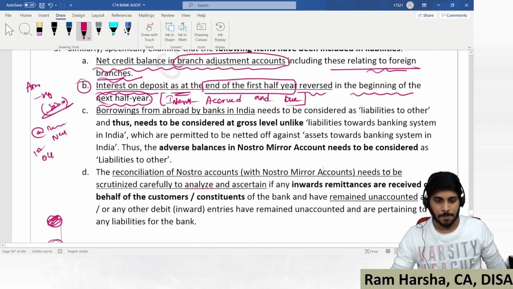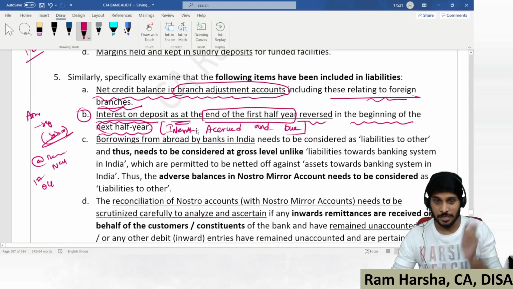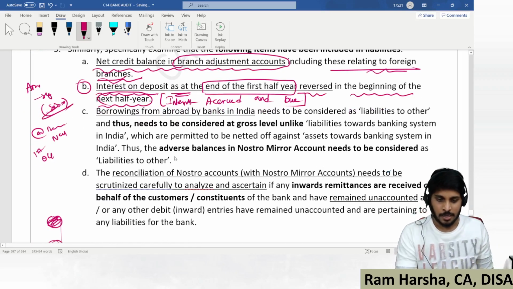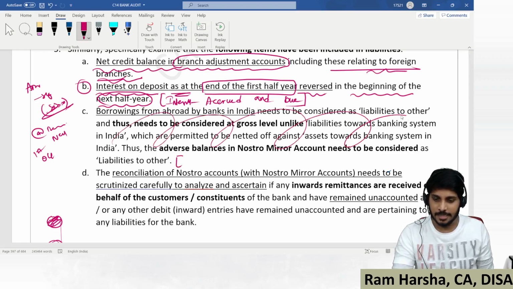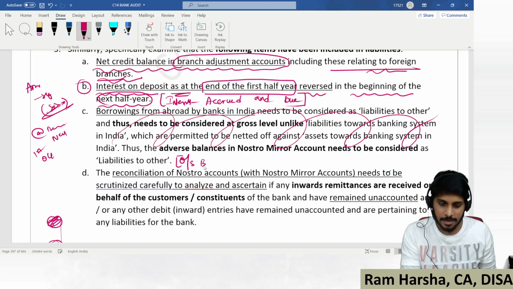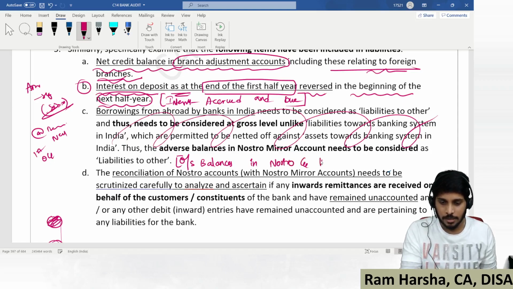Now, that is the second point which you need to include. Third one, within brackets, don't read this entire sentence, simply make a note of what I'm saying: outstanding balances in nostro and nostro mirror accounts.